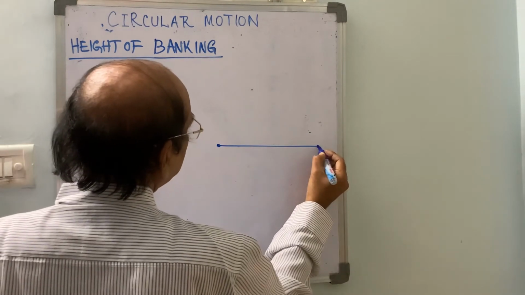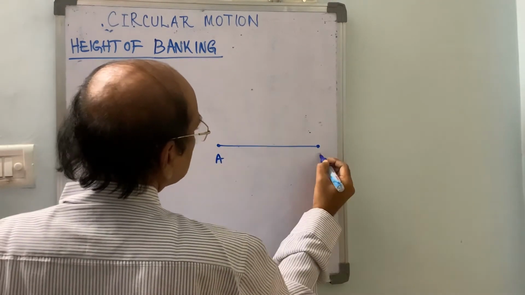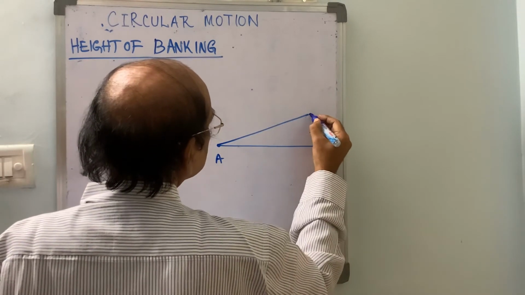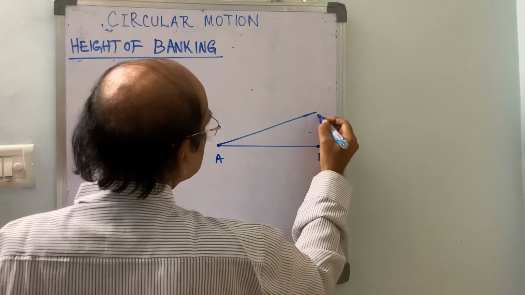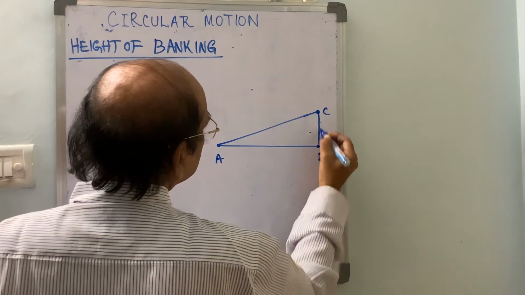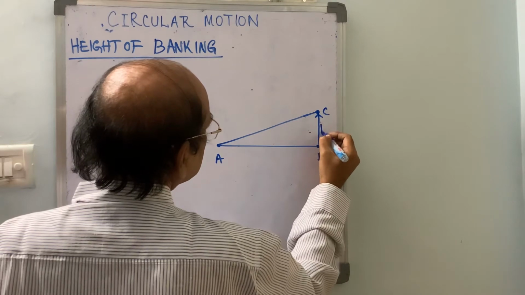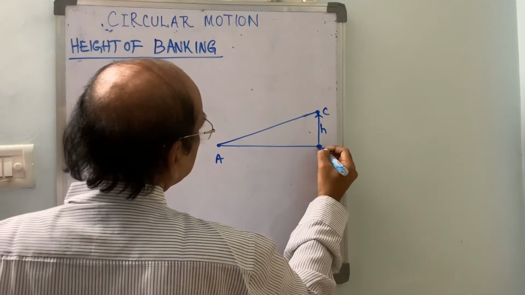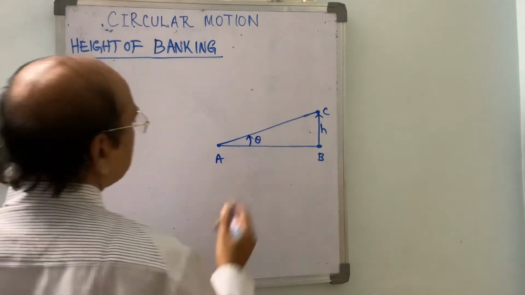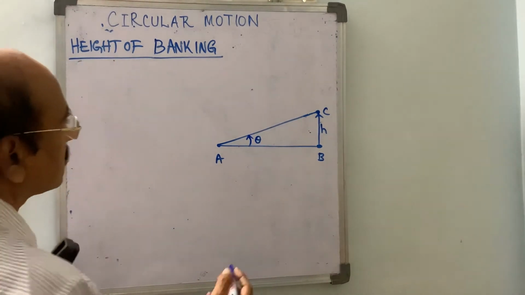Let this be the road, and the outer edge of the road is raised to a certain height. And this is called height of banking. This angle is called the angle of banking.